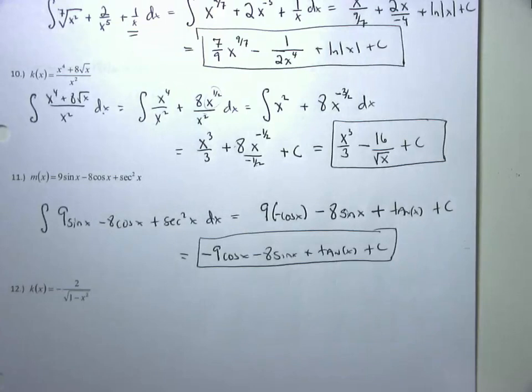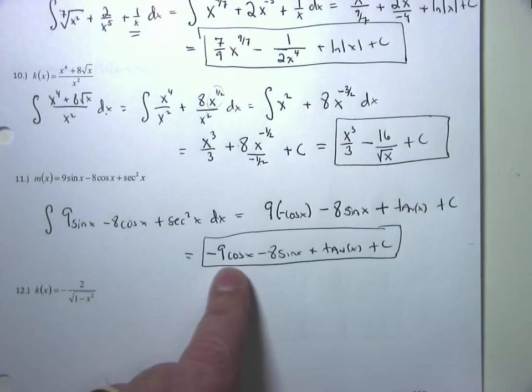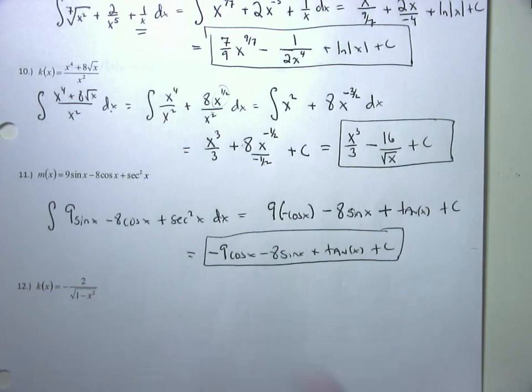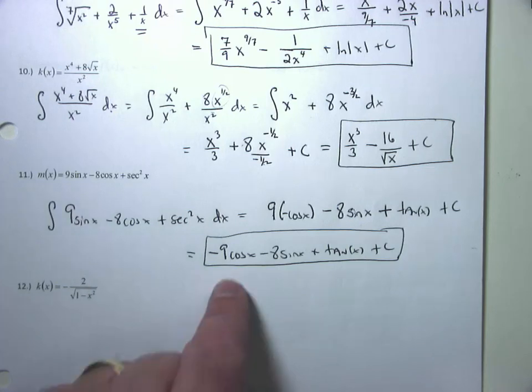But you and I both know on multiple choice answers, there's one answer. The other answer is going to be positive 9 cosine of x plus 8 sine of x plus tangent of x plus c. And then every combination of negative and positives you can think of will be in your lineup for A through E. You got to make sure you know your signs.